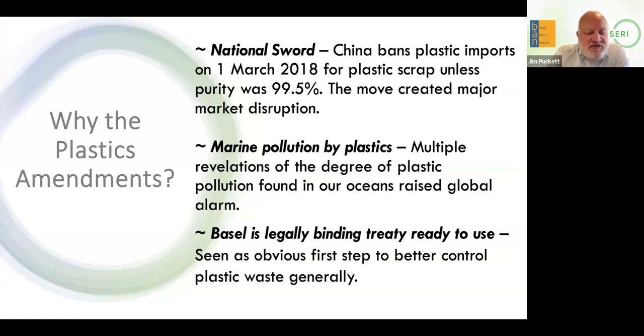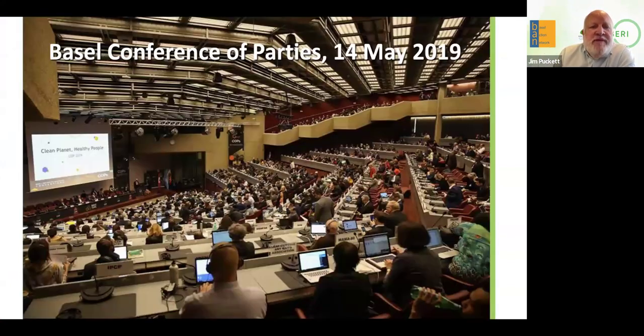And then the Basel Convention was really the only legally binding treaty ready to go. They were thinking about making a whole new treaty, and that is underway now, a global treaty on the life cycle of plastics. But Basel was ready to go to deal with the trade issue. And so Norway stepped up and proposed these amendments. And they passed in 2019.